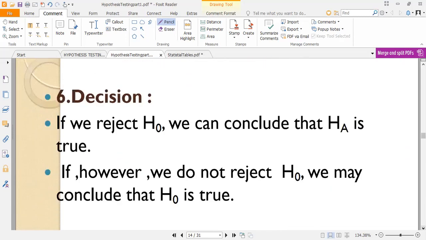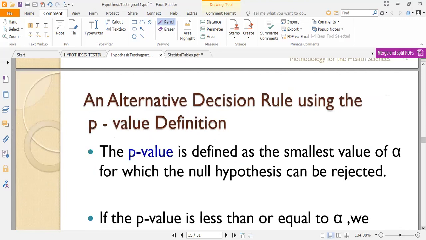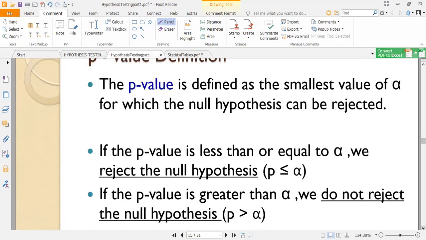So we sometimes use a p-value to calculate and make the decision based on that. Many people fail to understand the concept of the p-value. Like I said, the p-value is defined as the smallest value of alpha for which the null hypothesis can be rejected. And the decision is as follows. If the p-value is less than or equal to alpha, we are going to reject. If the p-value is more than the alpha, we are accepting.